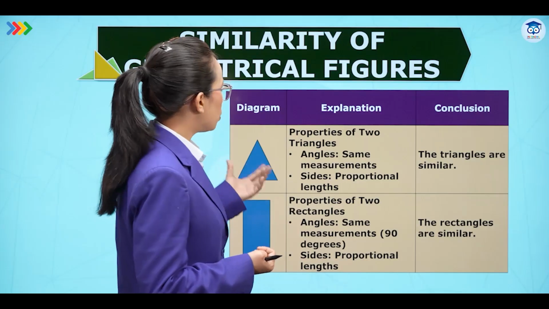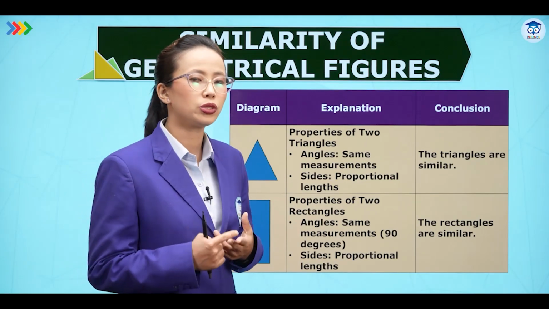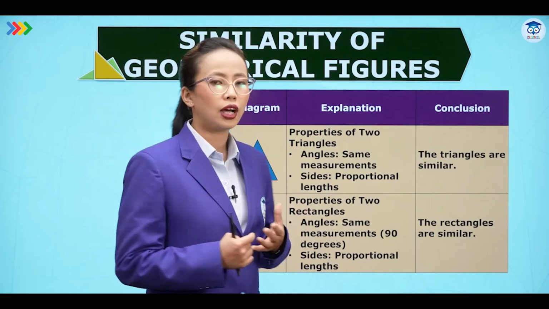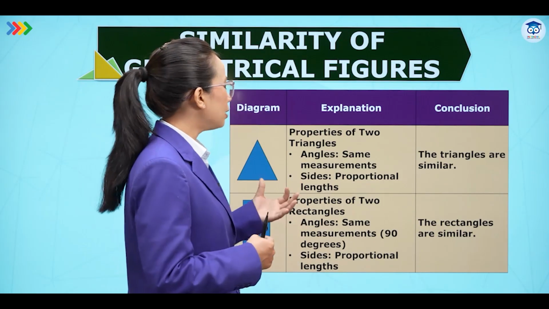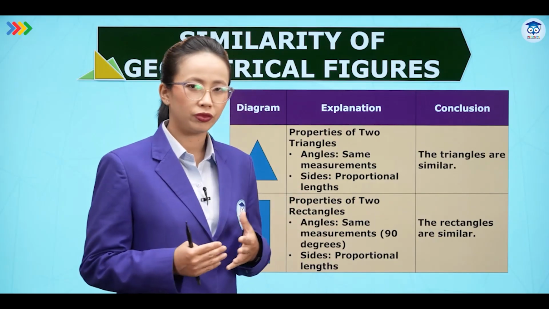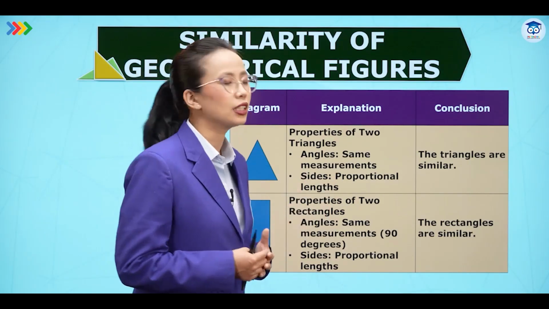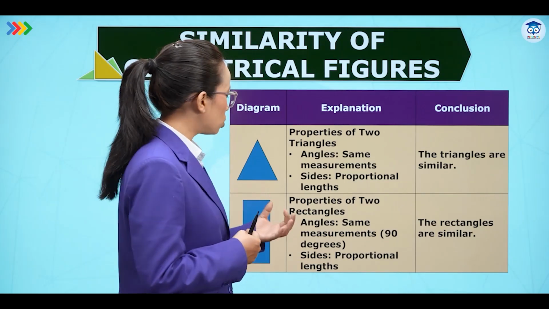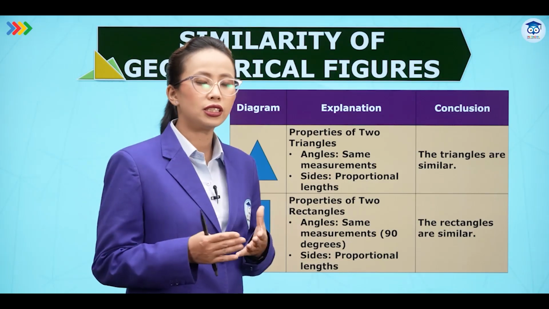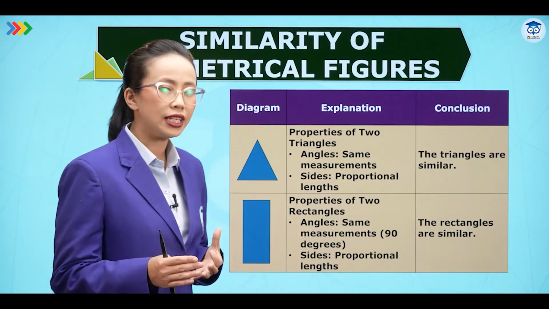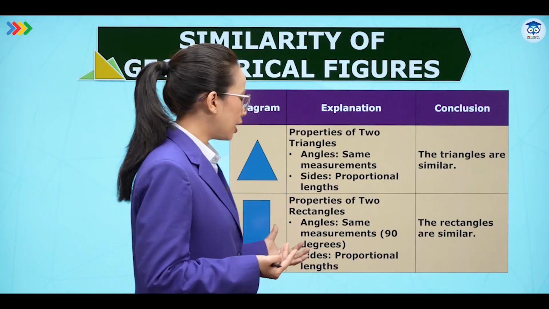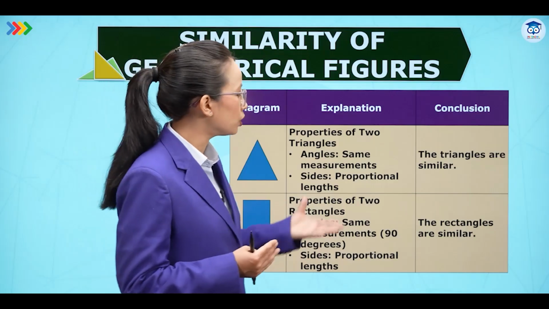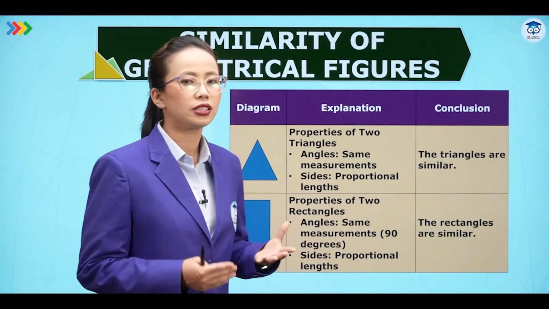Suppose you have two triangles. We say the two triangles are similar if the angles are of the same measure and the side lengths are proportional. Then we can conclude that the triangles are similar. Then we can look at a rectangle. For a rectangle, all the angles should be of the same size, that is 90 degrees each, and again the side lengths are proportional. Then we can conclude that the two rectangles are similar.